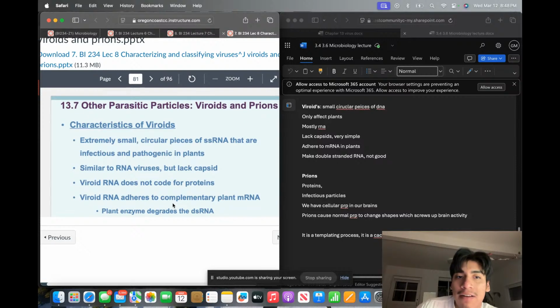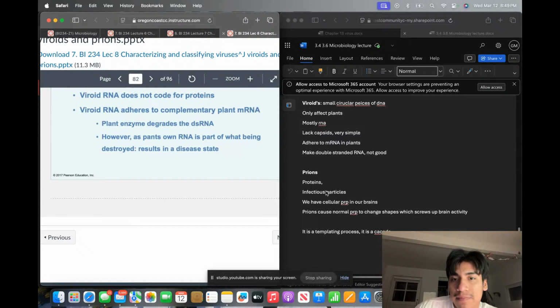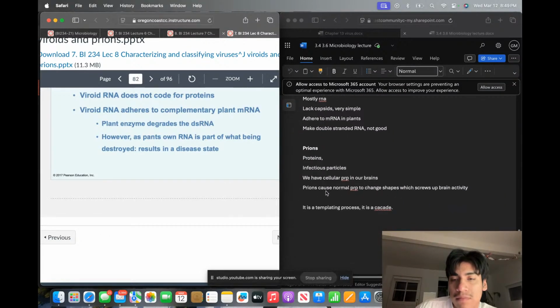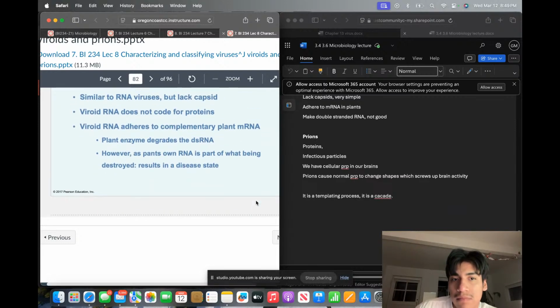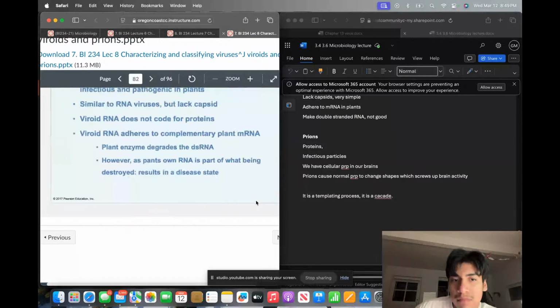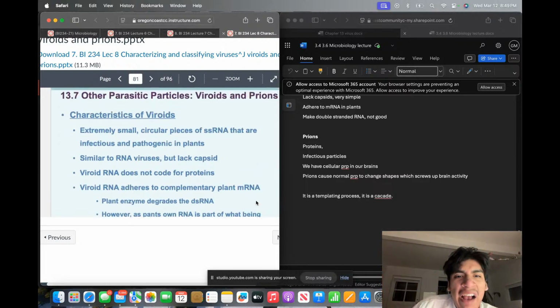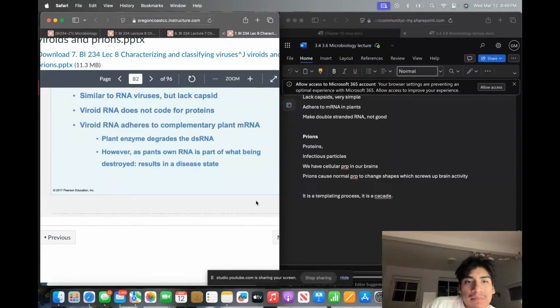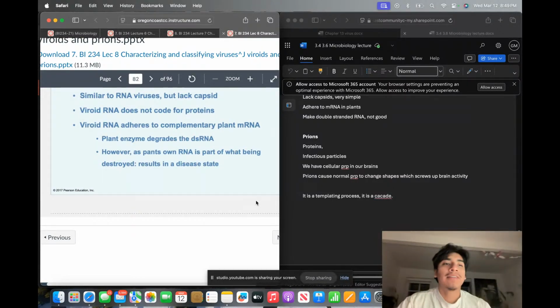So viroids only affect plants. The viroid RNA adheres to a complementary mRNA, so then they make a double-stranded RNA, but the plants don't use double-stranded RNA. So plant enzymes destroy this and it makes it diseased.